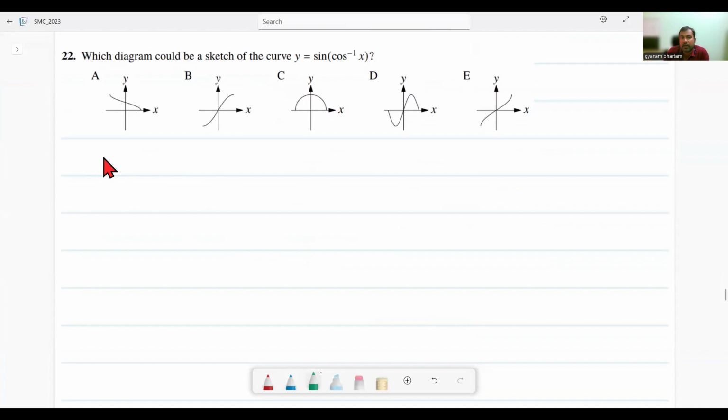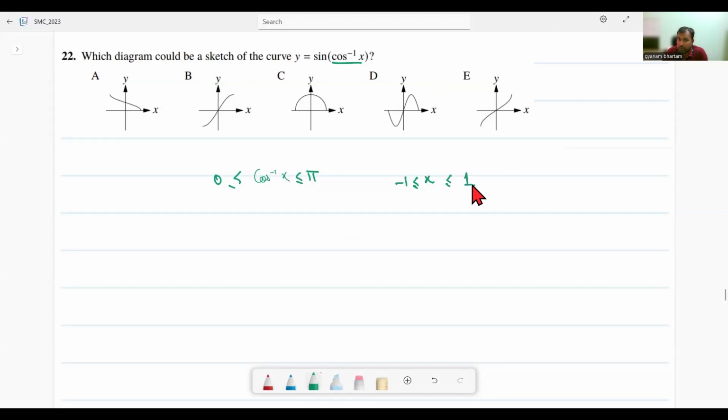Okay, start this one. So an inverse function is given, and remember the inverse function has some limitation. For cos inverse x, the output is going to be from 0 to pi. Sine input could be anything from minus infinity to plus infinity. So cos inverse is 0 to pi, and x is from minus 1 to 1.